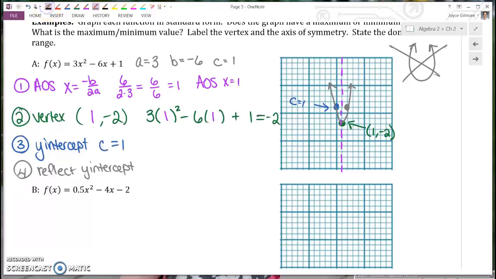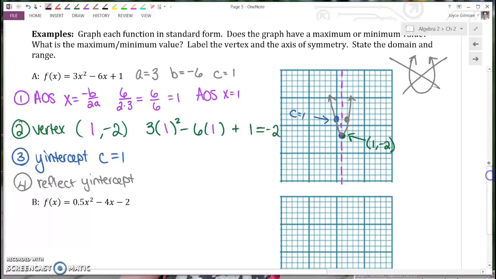Okay, let's look at our directions because there are some other things that they're asking us for. Does the graph have a maximum or a minimum value? What do you think about this graph? It has a minimum. What is the minimum value? Minimum. I definitely spelled that wrong. Wow. Minimum. The minimum value is -2. The y value of your vertex is your minimum value.